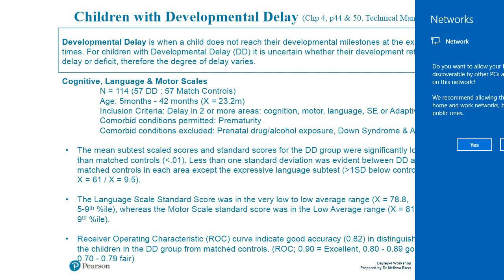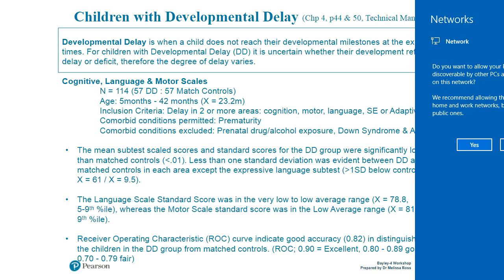The mean subtest scaled scores and standard scores for the developmental delay group were lower than matched controls. Less than 1 standard deviation was evident between developmental delay and matched controls in each area except the expressive language subtest. The language scaled standard score was in the very low to low average range, whereas the motor scale standard score was in the low average range.